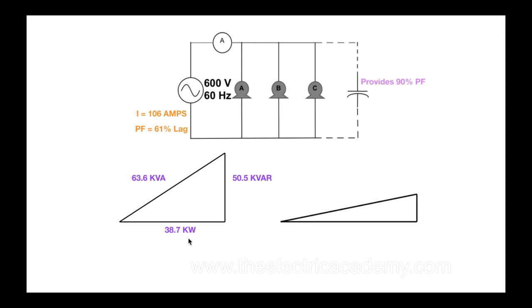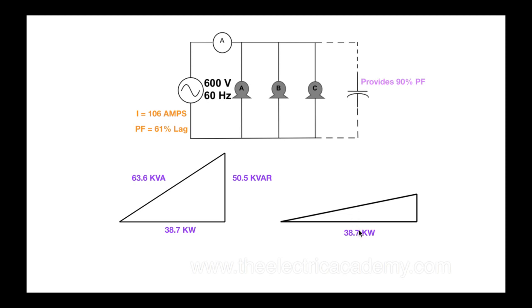So we can take those kilowatts over and put it into the triangle that we want. It's the actual work being done. So we take the 38.7 kilowatts over to the triangle we want. We also know that we want this triangle to be at a 90% power factor, or 0.9.